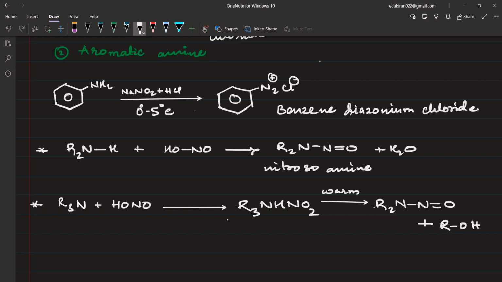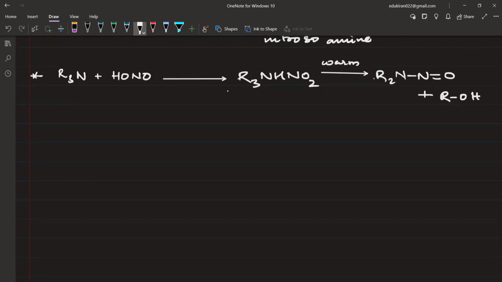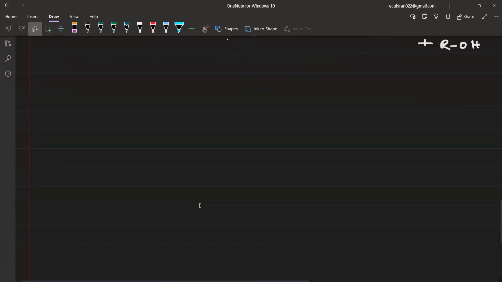Done, everyone? Yes, sir. All right, the sixth reaction, this is important. The sixth reaction is also a test. This can be used for distinguishing between 1 degree, 2 degree, and 3 degree amines. Right, the sixth one, reaction with aryl sulfonyl chloride.